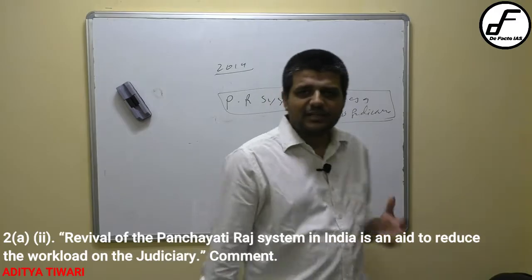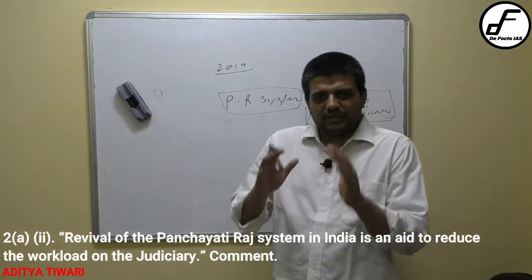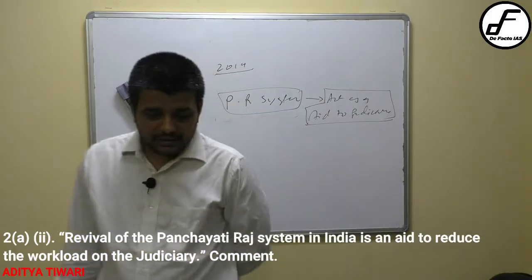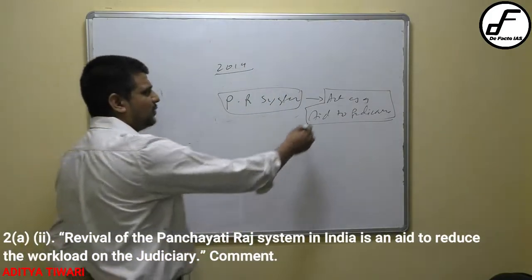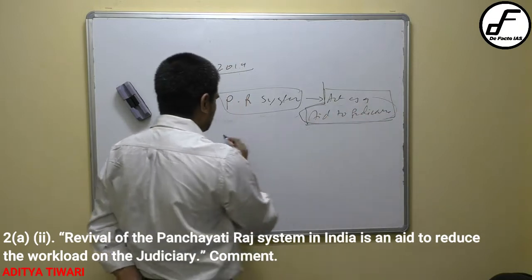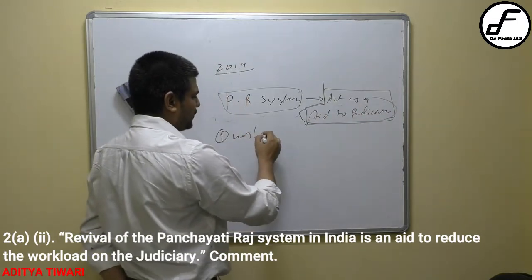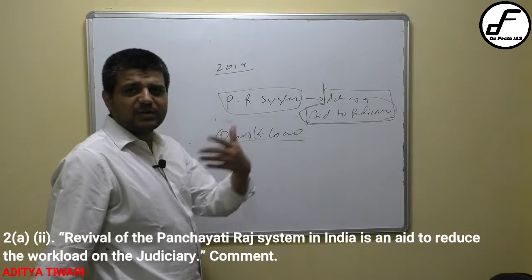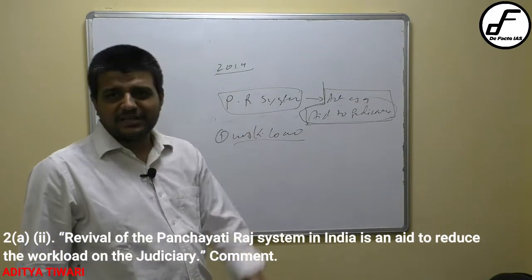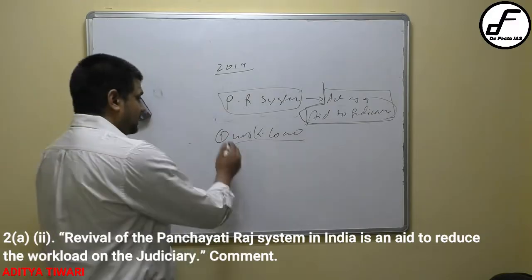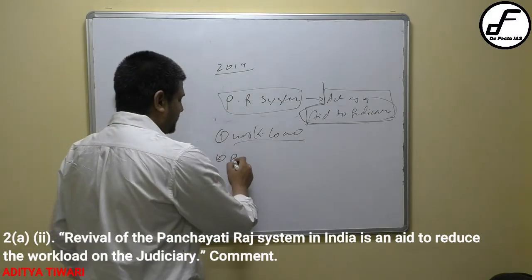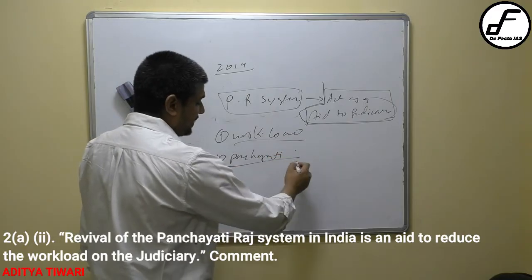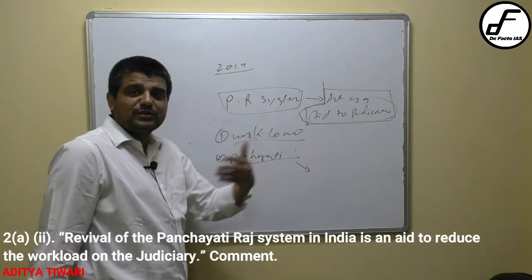Now coming to the structuring, how will you structure this? This is the content of the answer overall. Now the structuring will be that you will start with how the workload of the judiciary has been increasing, right? So in the first part you will talk about the workload of the judiciary, how it has been increasing. You can give some data, 2 crore cases pending, it has increased substantially, right? Then you will come to Panchayati Raj institutions, that will help us to reduce the workload.